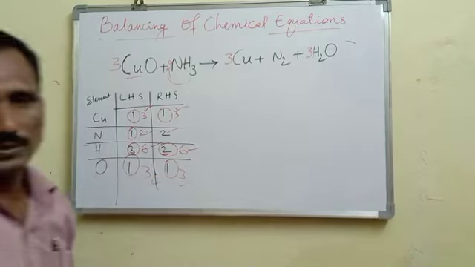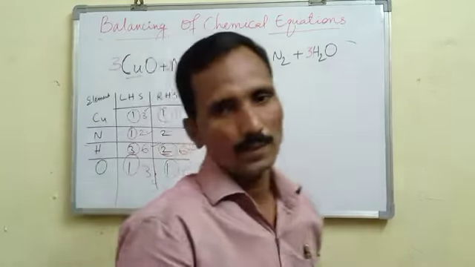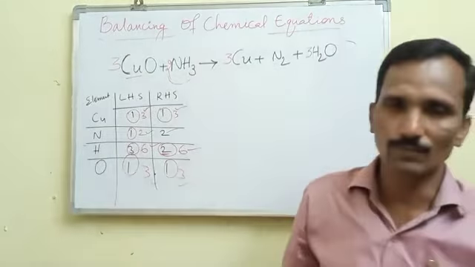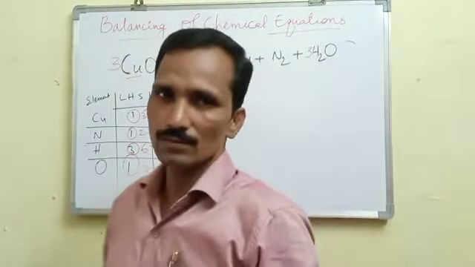Like this we balance chemical equations by equalizing the number of atoms at both sides, meaning the reactant side and the product side.